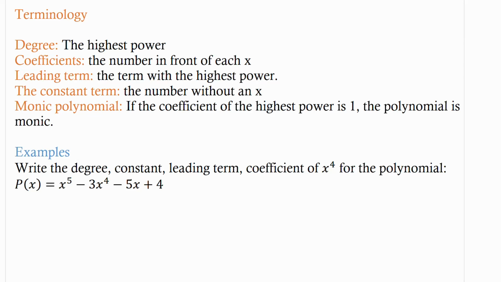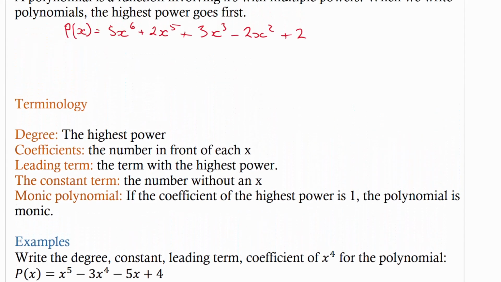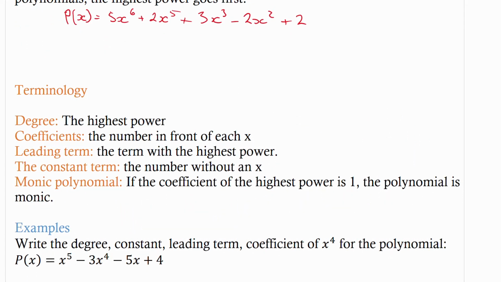And the first thing is what the degree of the polynomial is, and this is just the highest power. So if we use that example I wrote at the top, the highest power for that example I wrote in red at the top of your screen would be 6. So that has a degree of 6.